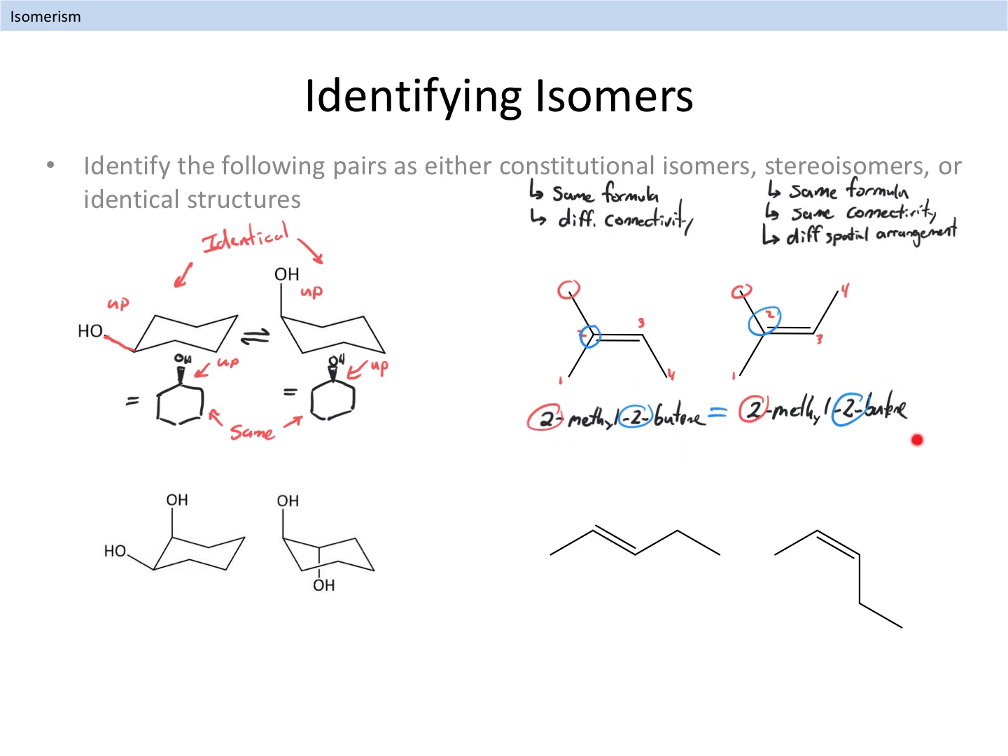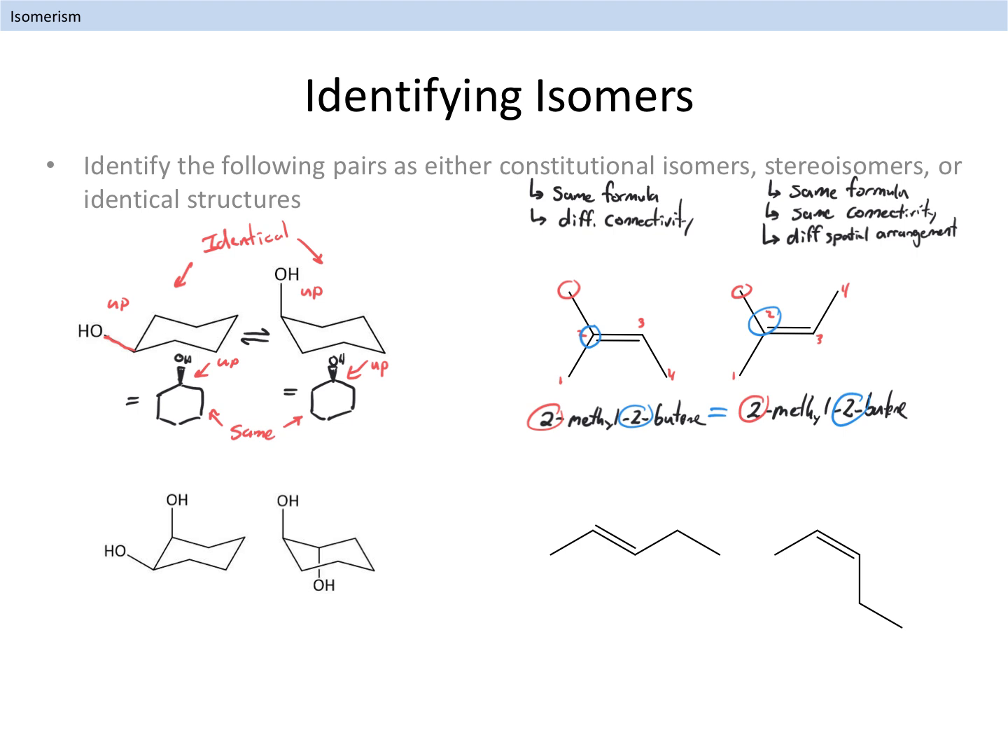Each molecule also has a single methyl substituent. When numbering correctly, we see that the methyl group is on carbon number 2 in each case. So we see that these molecules have the same connectivity and composition, as they both have the name 2-methyl-2-butene. This rules out the possibility that they are constitutional isomers, so they are either identical or stereoisomers.